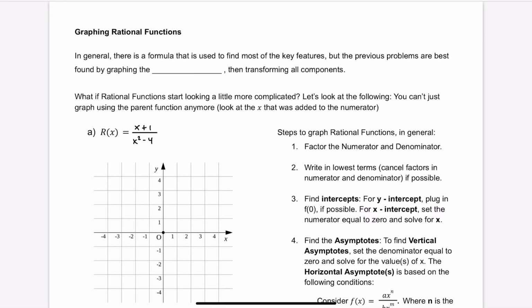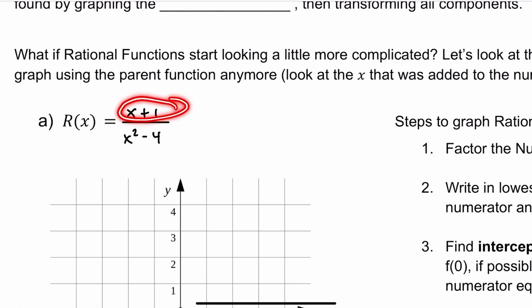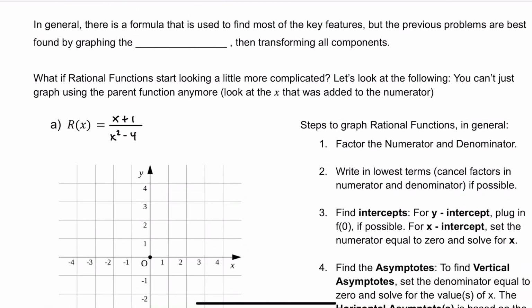All right, let's graph some rational functions. Now, to begin, let's first note that there are several different types of rational functions that you may have seen. For example, 1 over x, 1 over x squared. This video is going to tackle the case where you have an x on the numerator and an x in the denominator. And this is going to change dramatically the way you're going to graph the rational function.